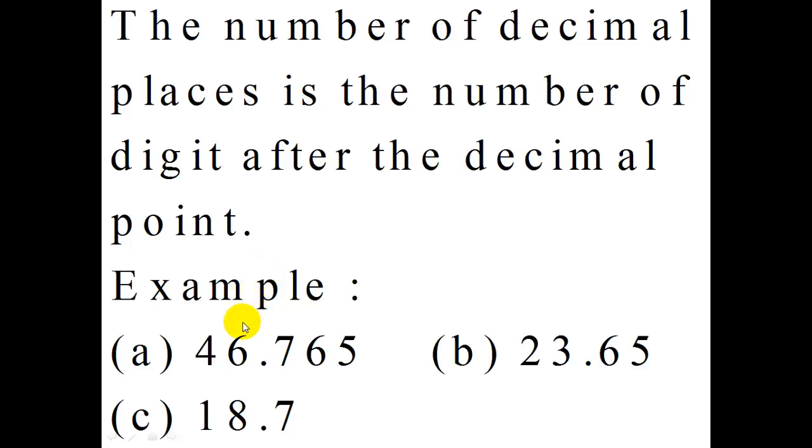Now let's consider these examples. A, 46.765. We have 3 digits after the decimal point, and so 46.765 is in 3 decimal places. Now B, 23.65. We have 2 digits after the decimal point, so 23.65 is 2 decimal places. Now C, 18.7. We have only one digit after the decimal point, and so 18.7 is in 1 decimal place.